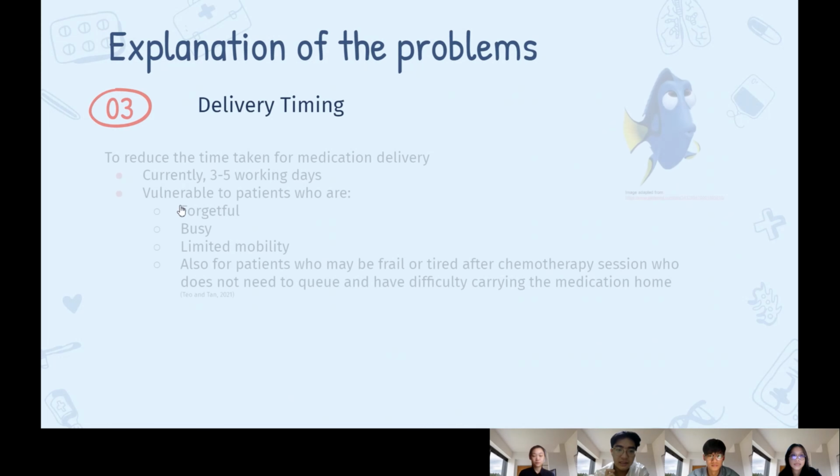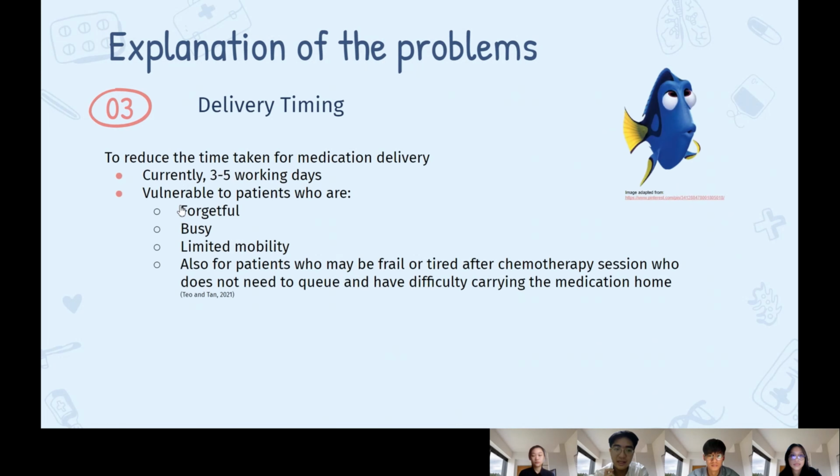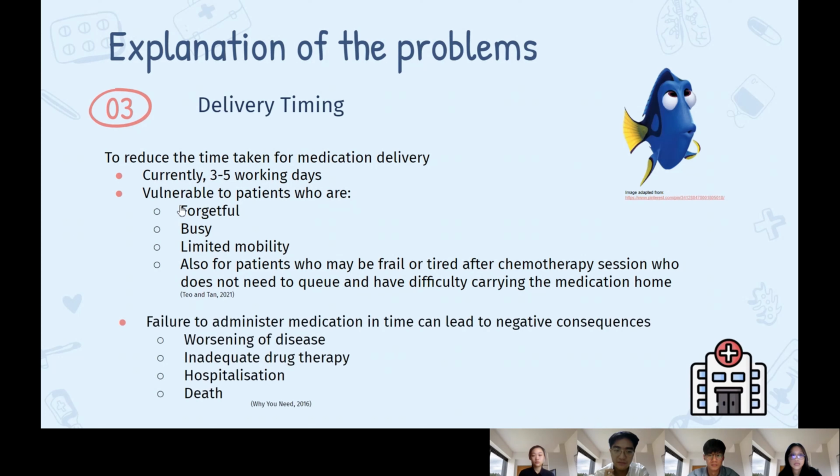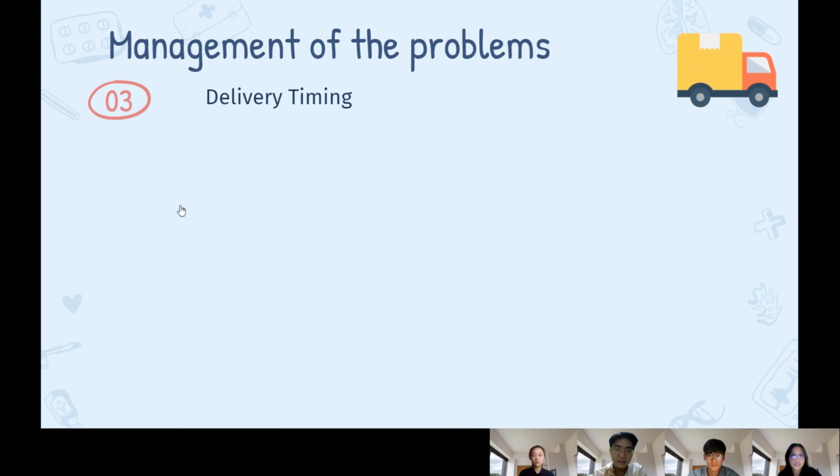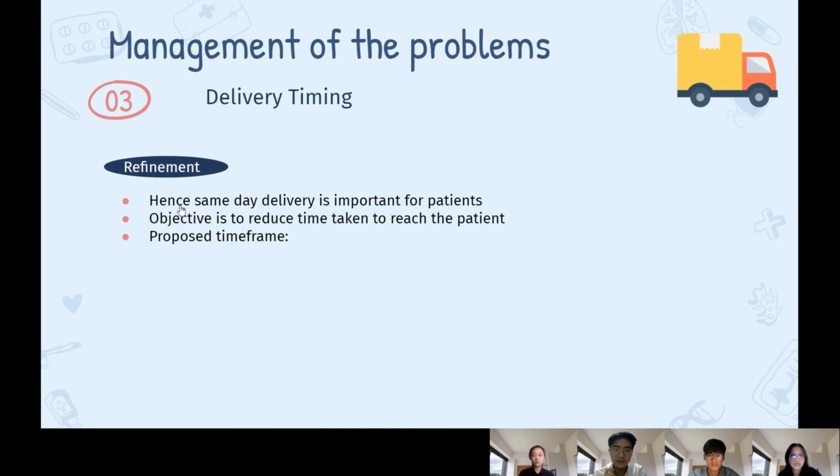So our third problem is the delivery timing. Currently, the normal delivery timing is 3 to 5 working days, and this poses some issues to certain populations of patients who are forgetful, busy, or have limited mobility. For example, a patient might be weak after treatment such as chemotherapy. Other consequences of long delivery timing are failure to administer the medication in time, which could lead to many consequences such as worsening of the disease, inadequate drug therapy, hospitalization, and death. Hence, our planned solution is to have same-day delivery for the patient.